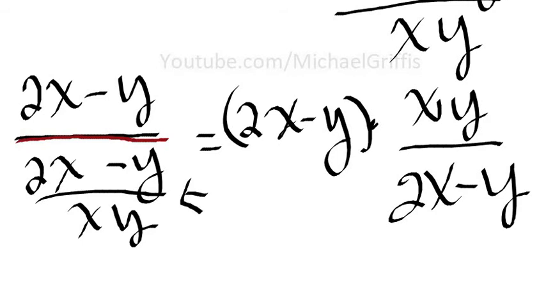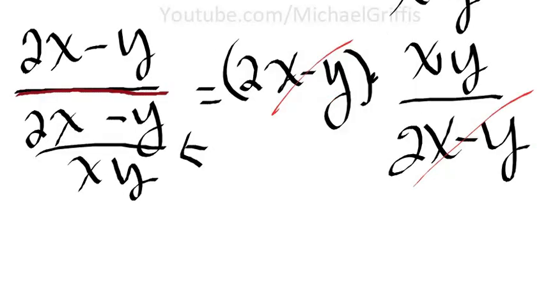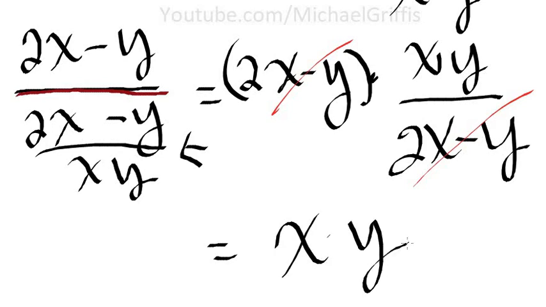Okay. All right, what do we have? We have a 2x minus y in the denominator, 1 in the numerator. So those cancel out. And all we're left with is the lonely old xy. See that? Okay, pretty easy. All right, I guess that's going to finish that problem.